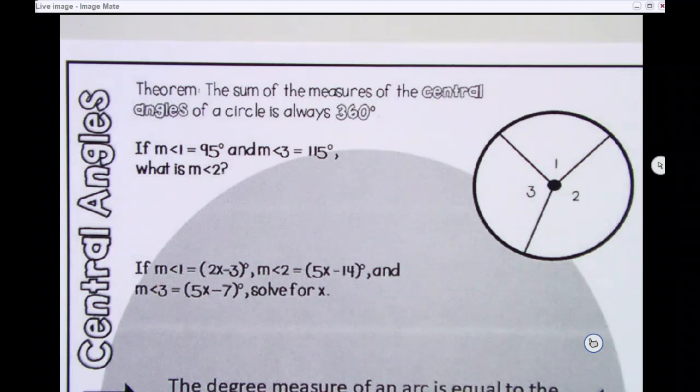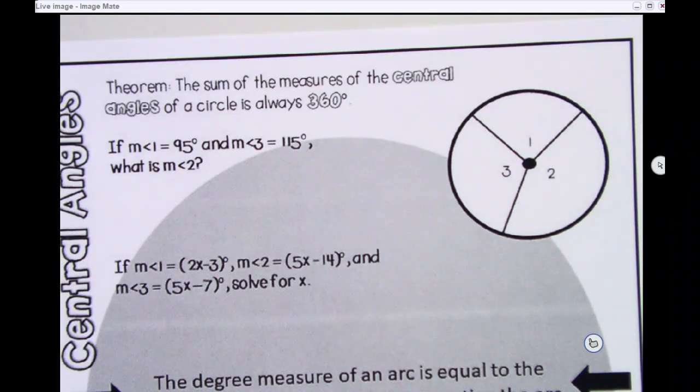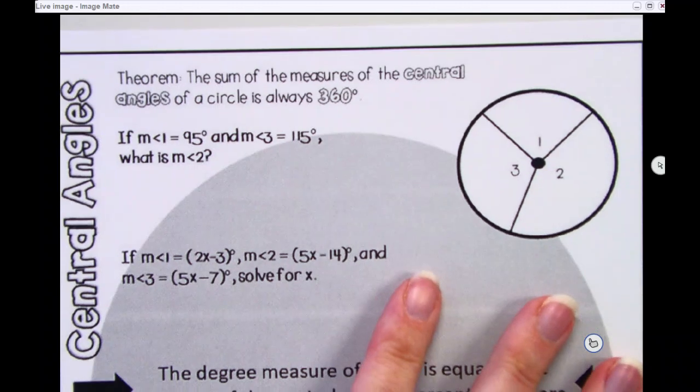All right, more circles. Yesterday we basically had a review of circle vocabulary and circumference and area, if I remember right. Today we'll add a little bit more.